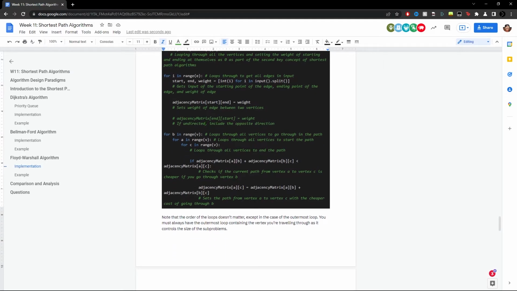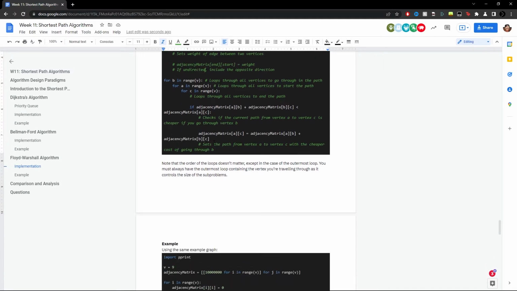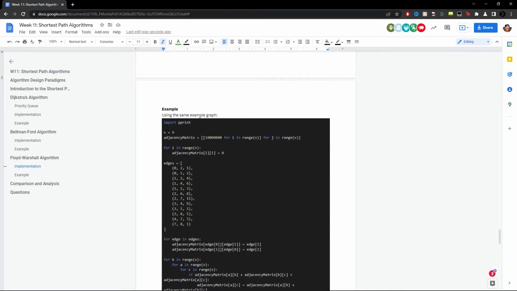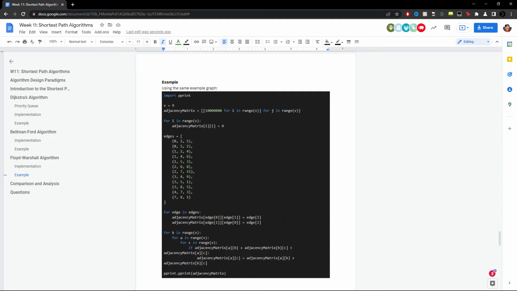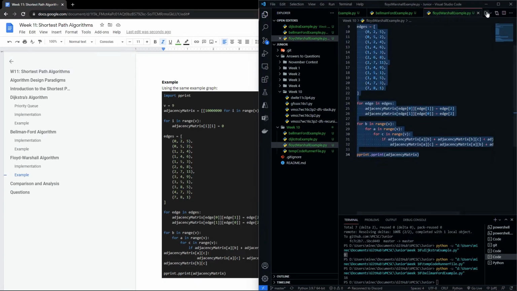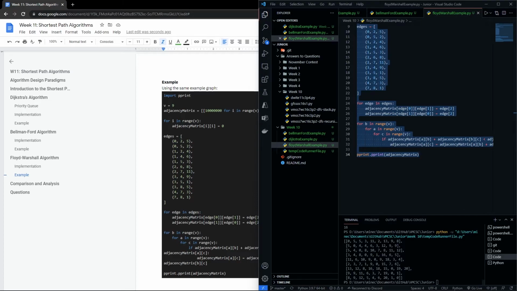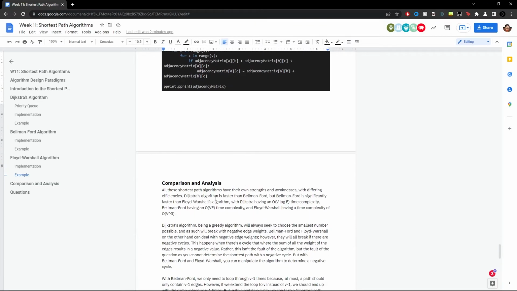All right, and note the order. So you can have for C in range and for A in range first. The order doesn't matter, except that you always have to have the middle vertex. You have to set the vertex that you're traveling through as the outermost loop, since that controls the size of the subroutine for dynamic programming. And then using the same graph, I can find all the shortest paths from every start position to ending at every other position. So if I run this, it gives me all the distances from one location to another. All right, and that's with Floyd-Warshall.